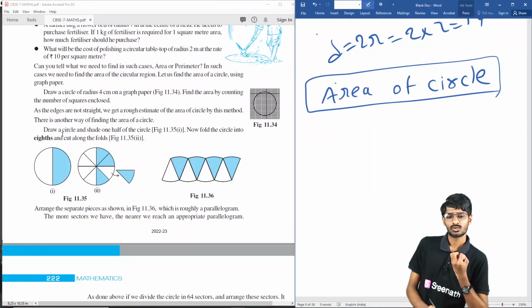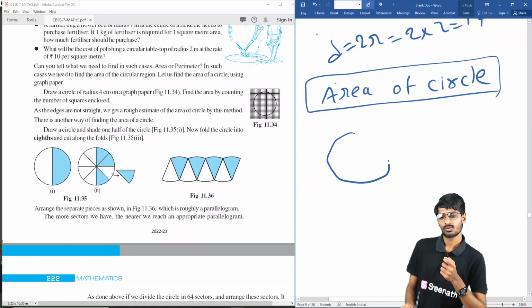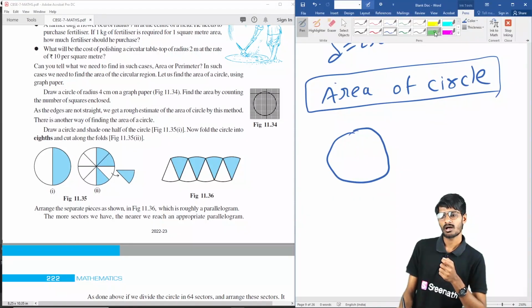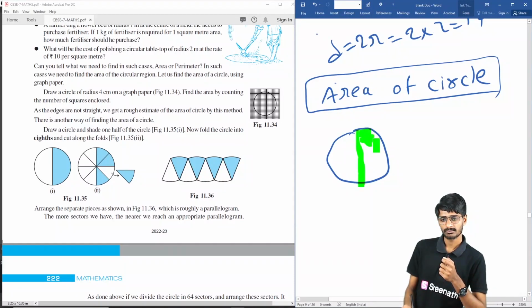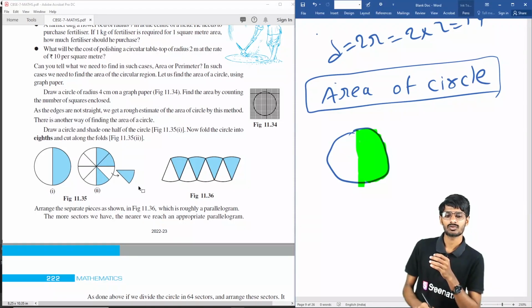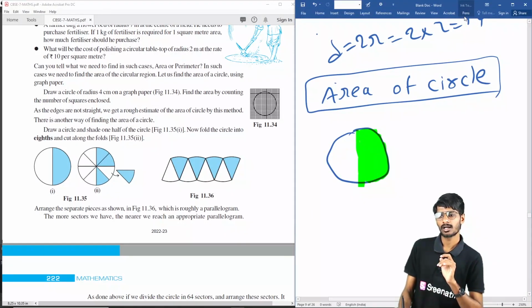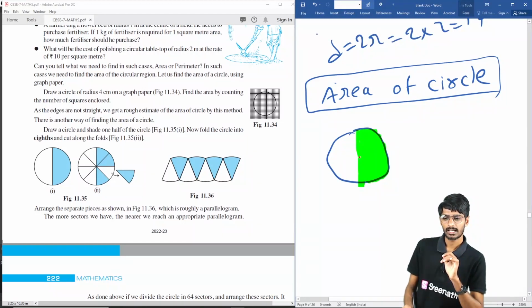To find it, previously we used the square grids method, graph paper, but it is somewhat difficult to estimate. So we have to use another method. First, we draw a circle and shade half of the circle. We are drawing a circle like this, and shading half of it. Then we have to fold it into eighths. One fold, another fold, another fold, like that, 8 folds. After making the 8 folds, it will look like this.